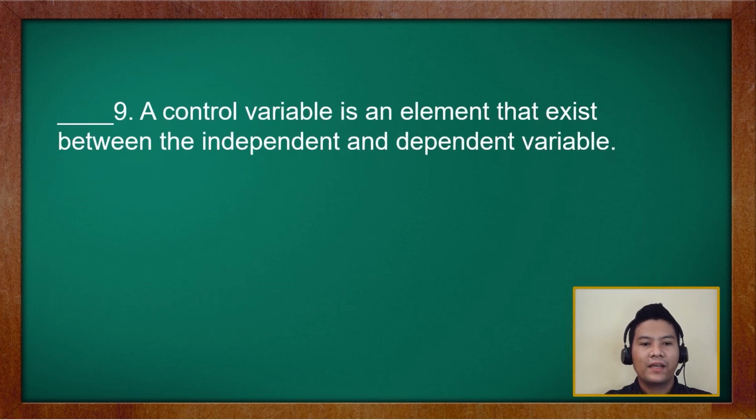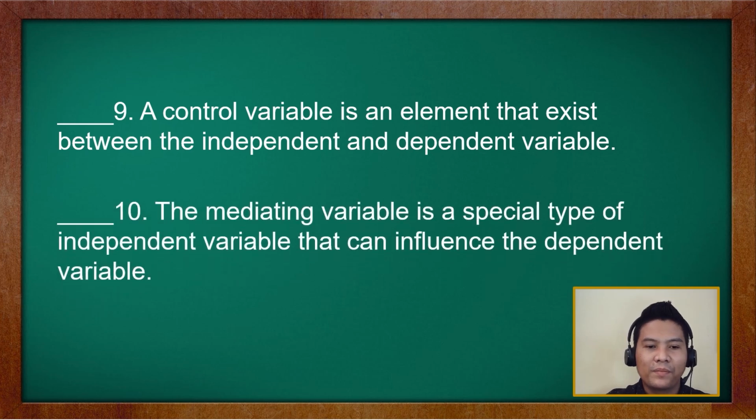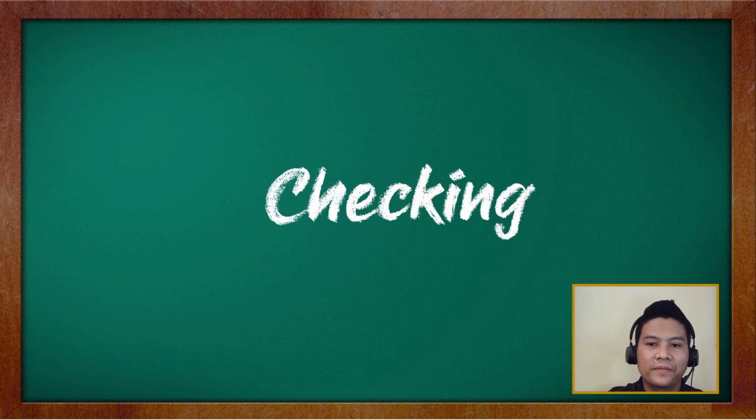Number 9. A control variable is an element that exists between the independent and dependent variable. Number 10. The mediating variable is a special type of independent variable that can influence the dependent variable. Alright, let's check your answers.